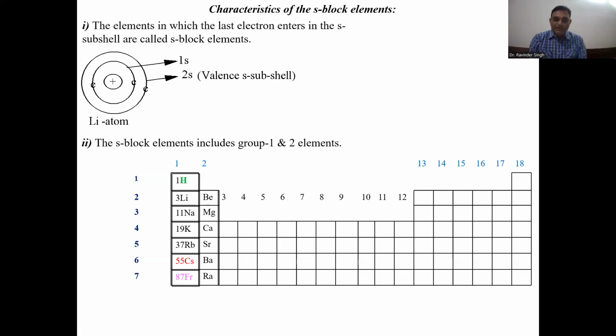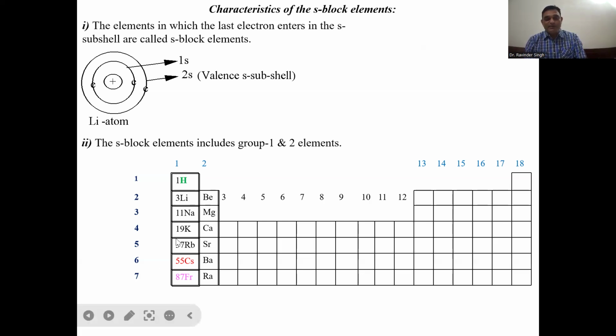So in that way, we can easily learn the atomic numbers of these elements of group number 1 and group number 2. Similarly, for the remaining elements in the periodic table, we can also learn these in a particular way. There is a magic rule that we already learned in the previous lecture.